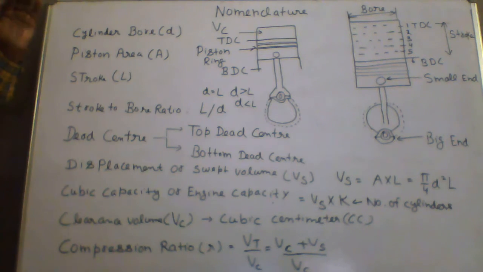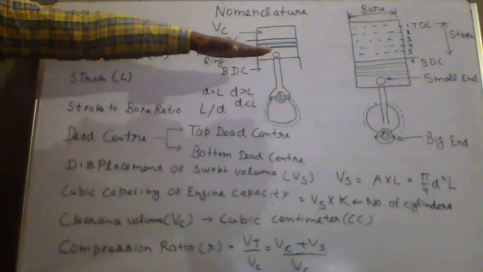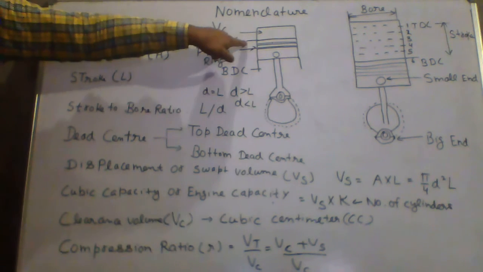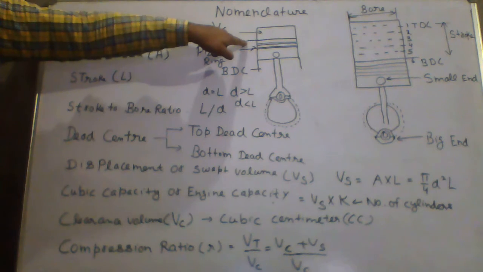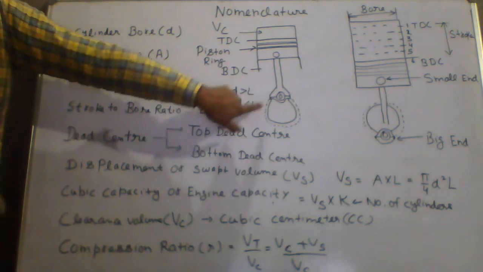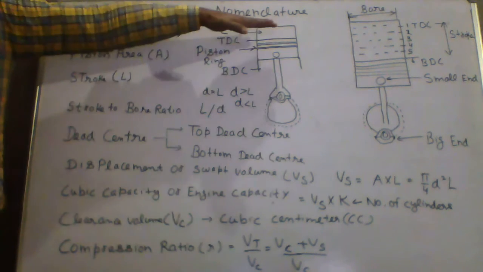When the piston moves up and it will reverse the direction, the moment it reverses the direction, it is called top dead center. Okay, and it is farthest from the crankshaft. This is your crankshaft. It is the farthest distance.